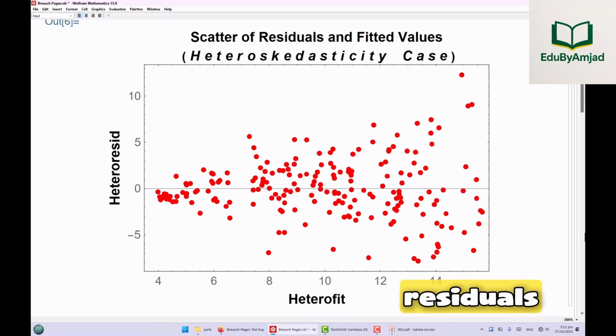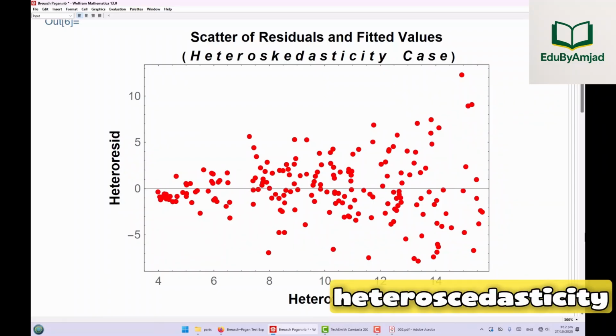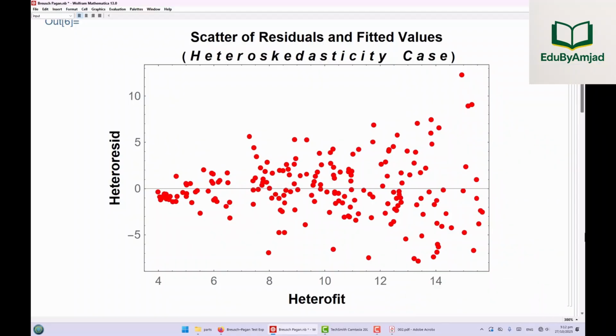This is the scatter of residuals and fitted values from the simple OLS regression with heteroskedasticity in the dependent variable. Notice how the variance, or spread, of residuals increases as we move from left to right, along with the fitted values.